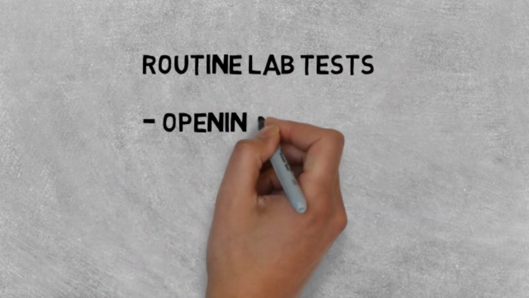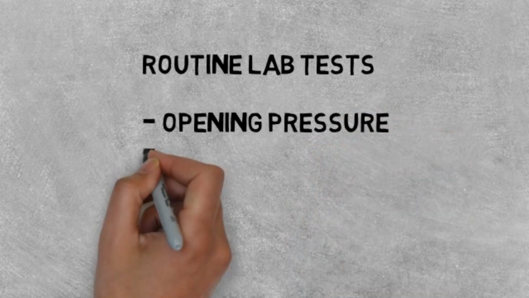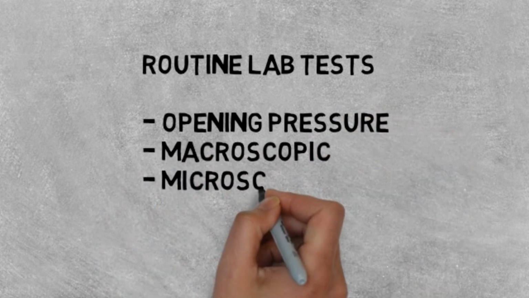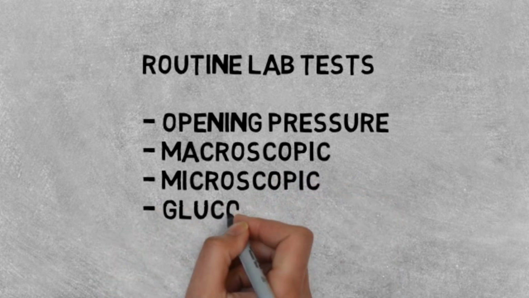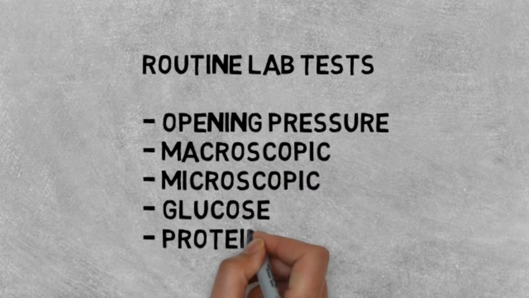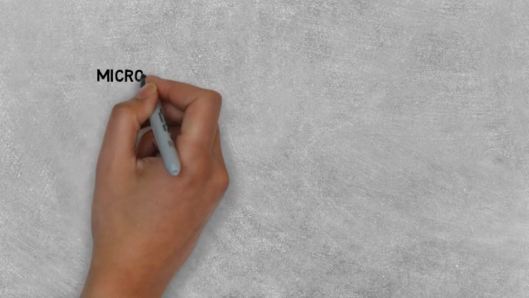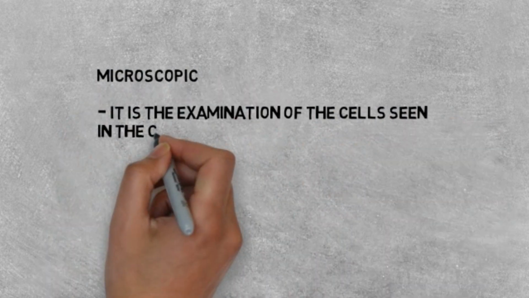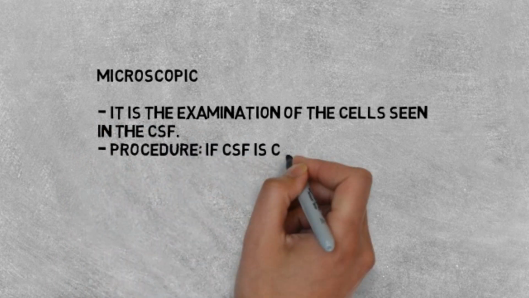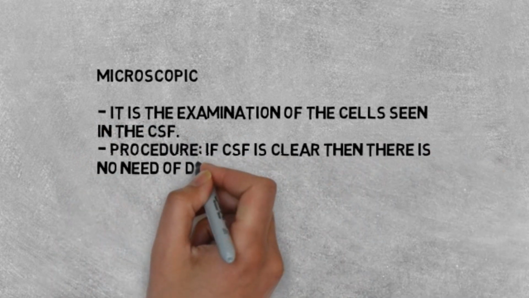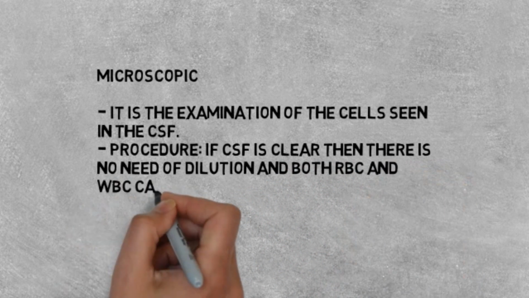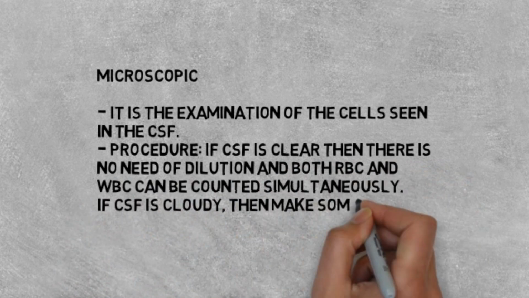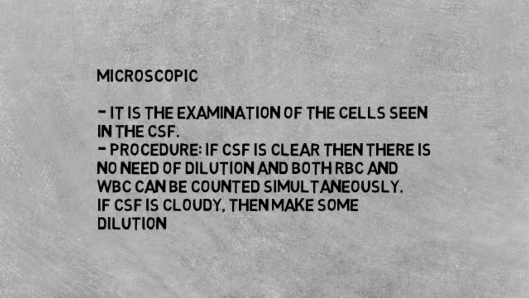Routine lab tests. Opening pressure, macroscopic examination, microscopic examination, glucose and protein. Microscopic. It is the examination of the cells seen in the CSF. Procedure. If CSF is clear, then there is no need of dilution and both RBC and WBC can be counted simultaneously. If CSF is cloudy, then make some dilution.